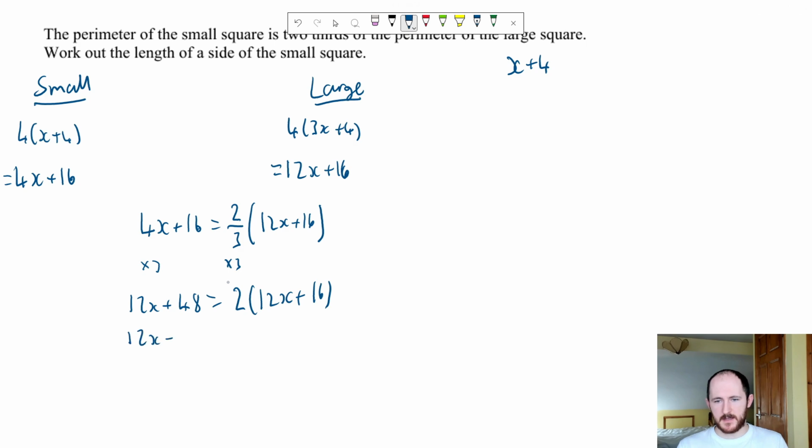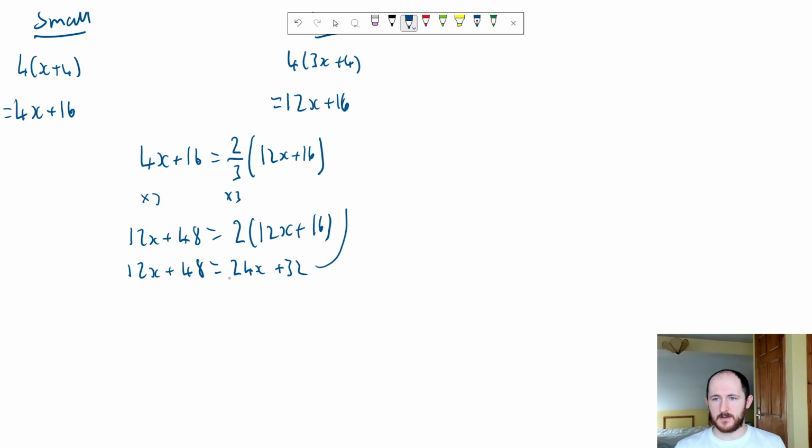So 12x plus 48. Expand the stuff on the right-hand side. 2 times 12x is 24x. 2 times 16 is 32. And I'm going to move the x's to the right side and the numbers to the left. So it's minus 12x on both sides. We get 48 equals 12x plus 32, minus 32 from both sides.